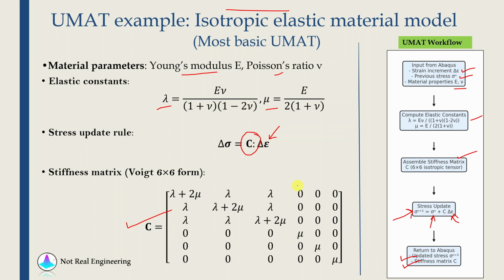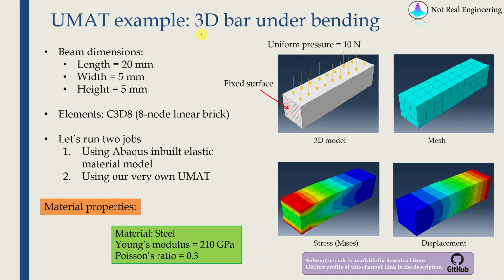Let's write this subroutine and solve one simple example where a 3D bar is under bending. This figure shows the geometry of the 3D bar. Length, width, height, everything is given over here. We will fix one surface, and then we will apply uniform pressure on the top surface. This is how we will mesh it. And in result, we will see what is the stress, in particular Mises stress and displacement field.